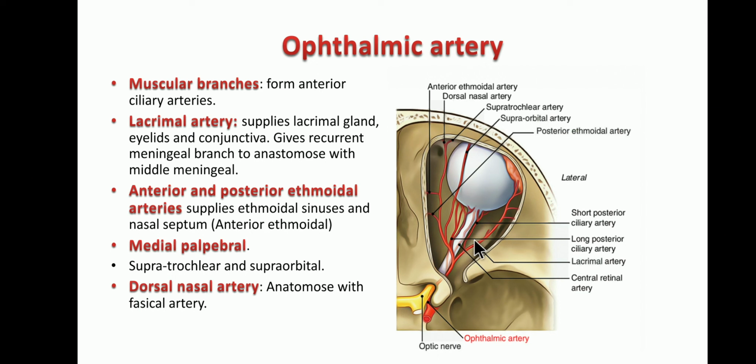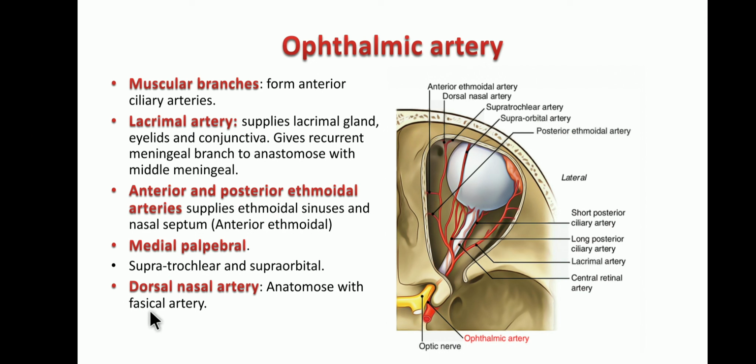Then the remaining arteries are actually from the medial wall. Along the medial wall you have the anterior and posterior ethmoidal arteries. So they supply the ethmoidal sinus and also the nasal septum. Anterior and posterior ethmoidal arteries. Then you have the medial palpebral, which divides into supratrochlear and supraorbital. So they supply blood to the medial part of the forehead and also the scalp. Then you have the dorsal nasal artery which anastomoses with the facial artery.